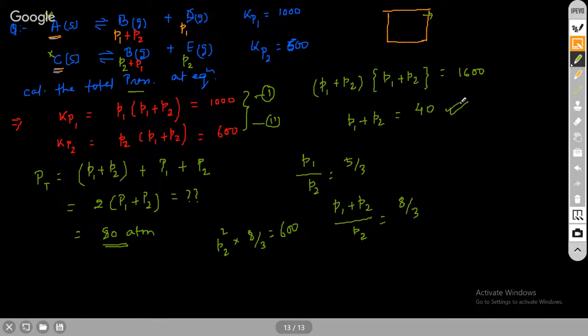Okay. So understood this. This is the question of sequential equilibrium, we call it as. Two different reactants give you one of the same product. Okay. Like this you write down the expression of Kp1 and Kp2. Is it clear, all of you?